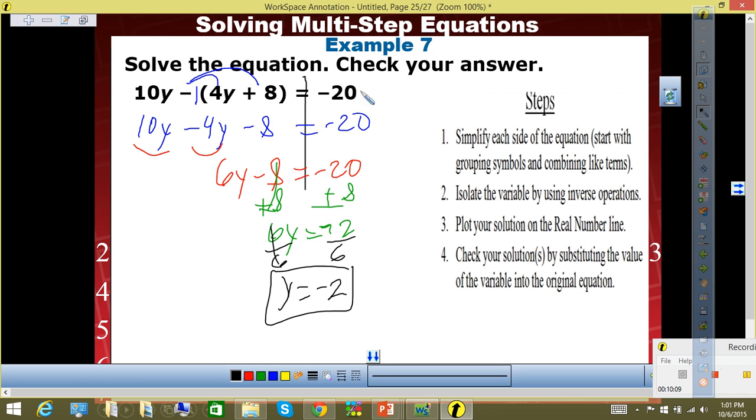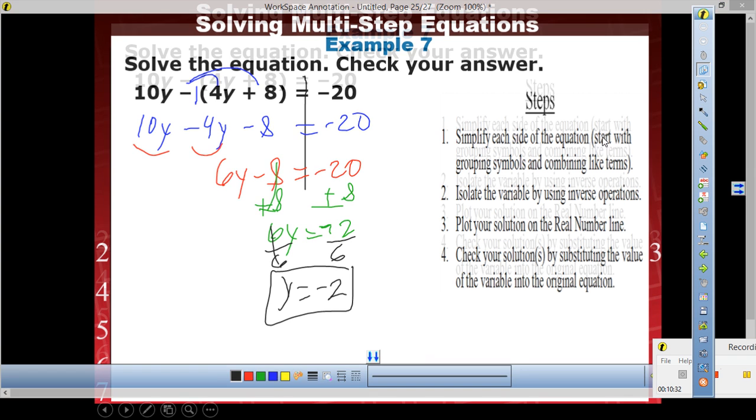So just don't forget, look up, please. When there are parentheses all over the place, if there's a parentheses that only has a subtraction, switch everything inside to its opposite, or distribute that negative 1. Do you see it? Yes, Mr. Q. All right, good. Let's move on to some word problems.